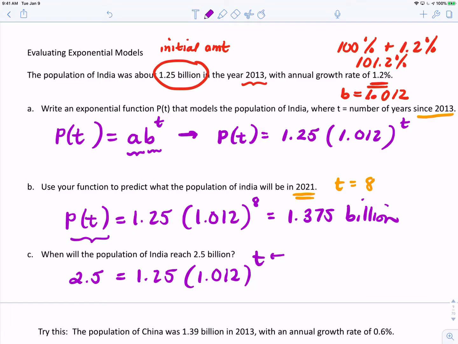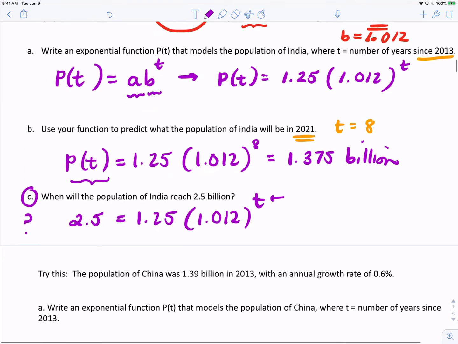In our class so far, we haven't discussed how to solve this kind of equation. We haven't discussed how to solve an equation where the unknown, where the variable, is in the exponent. And that's what this chapter is all about. This chapter is all about leading up to being able to solve this type of equation. So question C, we don't know how to answer that yet, but we will in a few days.